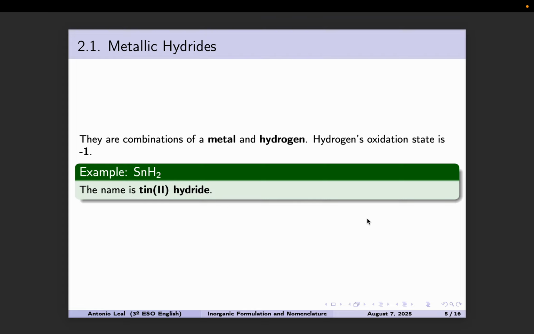Then binary compounds are compounds with two elements. The first type is with hydrogen, the metallic hydrides. So it's a combination of metal and hydrogen. The oxidation number for hydrogen is always -1 for these compounds. For example, calcium hydride. The explanations for all these things are in the previous two videos for the third year, tercero de la ESO.